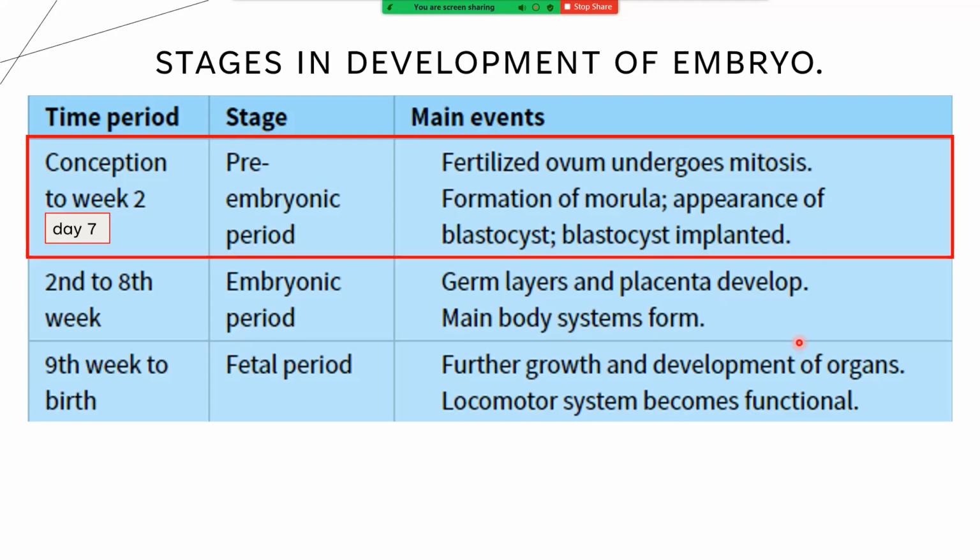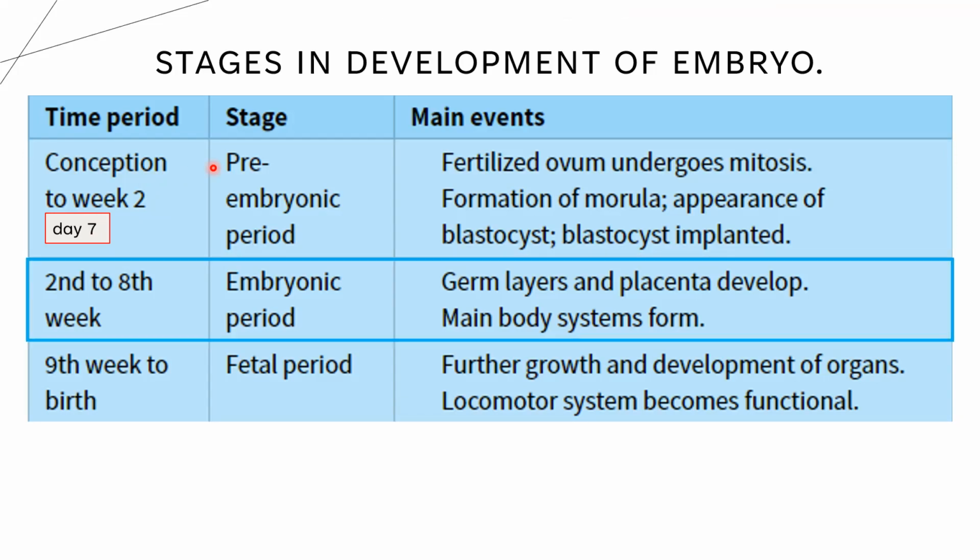All right, before we go into the lecture of this week, this is what we already learned during the last lecture, which was related to the conception to week 2, also known as the pre-embryonic period. During this period, the fertilized ovum undergoes mitosis, formation of morula, appearance of blastocyst, and the implantation of the blastocyst. All right, today we're going to look into the embryonic period.